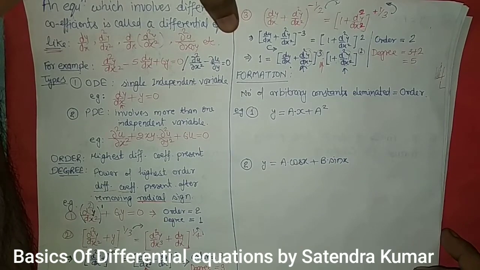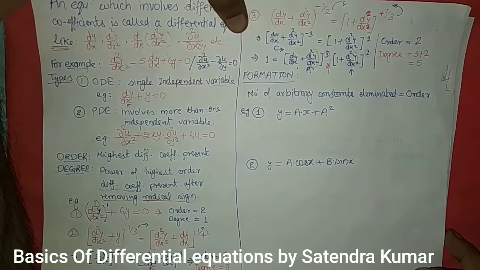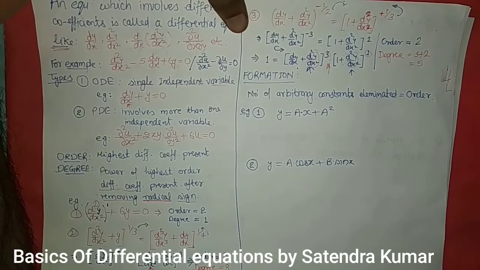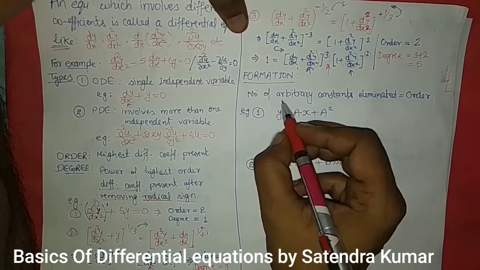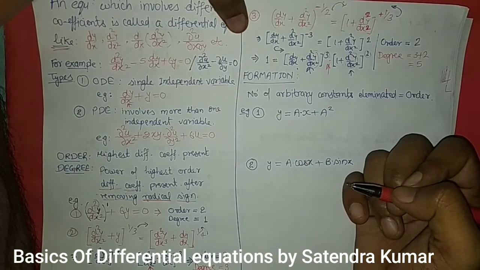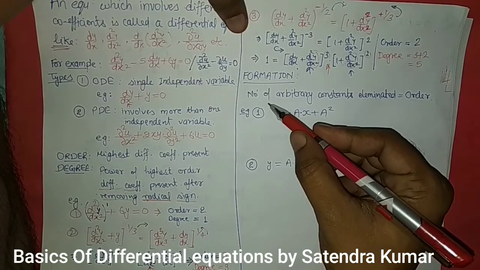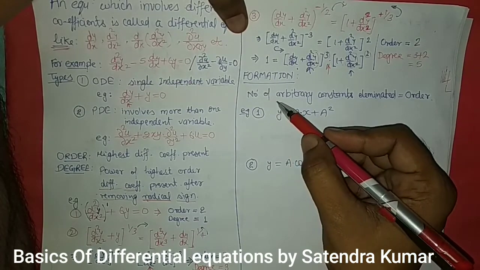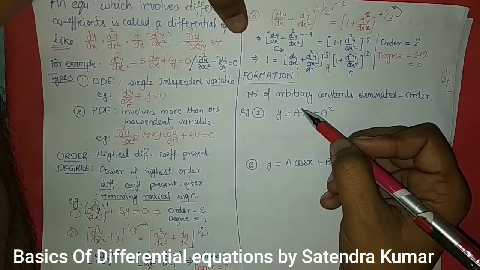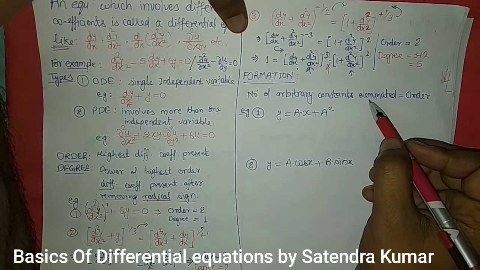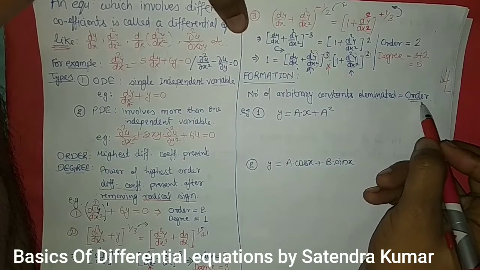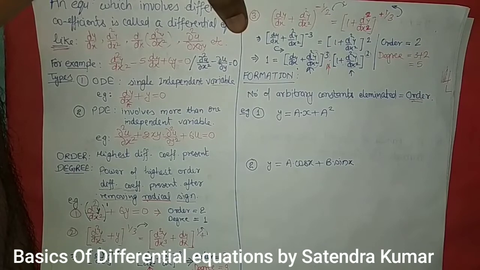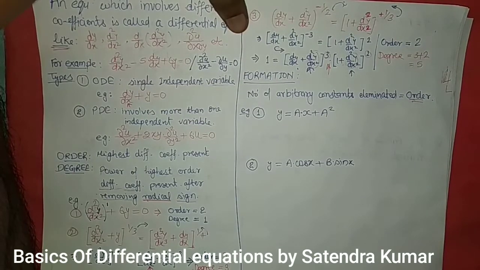And now we have to form the differential equation if a simple equation is given in the form of dependent and independent variables. Then the formation of the differential equation is quite simple. Here we have to remember that the number of arbitrary constants present in the equation and eliminated is equal to the order. That is, if two arbitrary constants are present, then the order of the differential equation will be only 2.